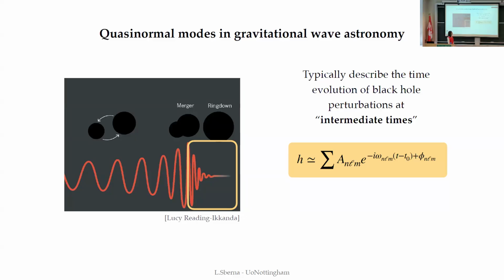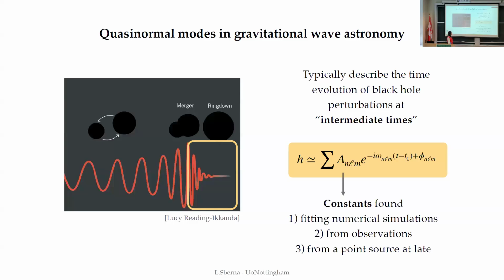In gravitational wave astronomy, this means that at those times, the waveform is described by a superposition of these damped sinusoids, these complex exponentials with some amplitudes and phases. And these amplitudes currently in waveform models and in data analysis are taken to be constants. And they're obtained in various ways by fitting numerical relativity simulations. They can also be left unspecified and determined directly from observations.